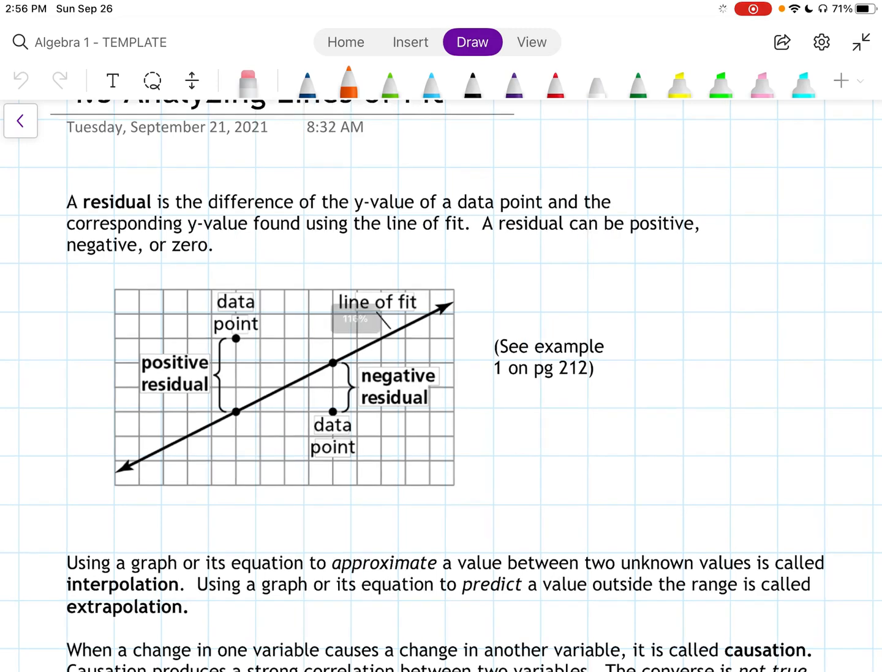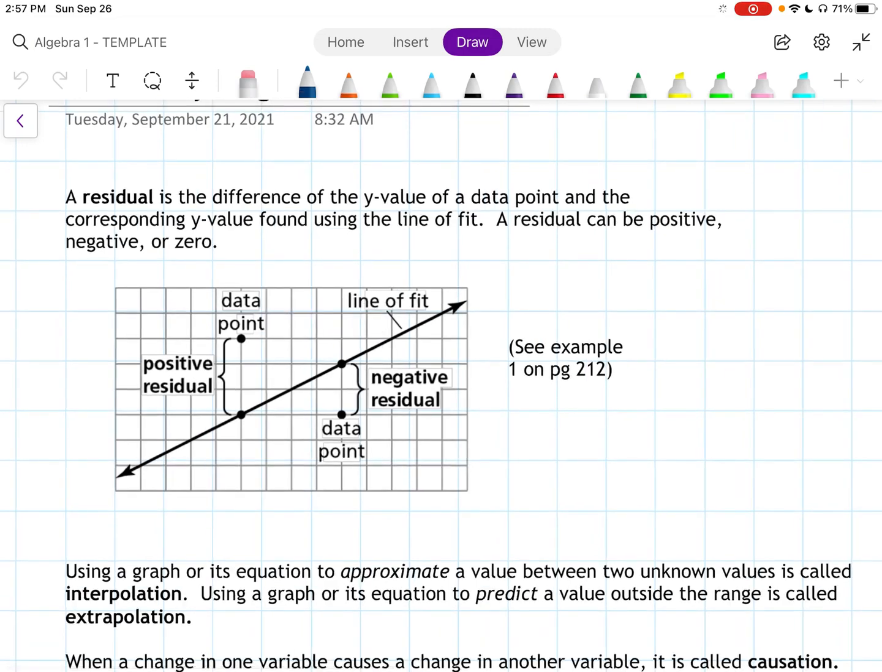So looking at this picture here, we have our line of fit there, and we have this data point up here. Well, that's above our line of fit. So to find the residual, we would take the data point for the line of fit, maybe it's like 6, and the piece of the line, maybe that could be like 2, so the residual would be 4.